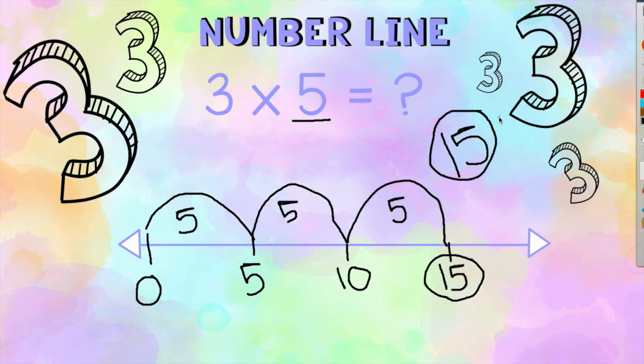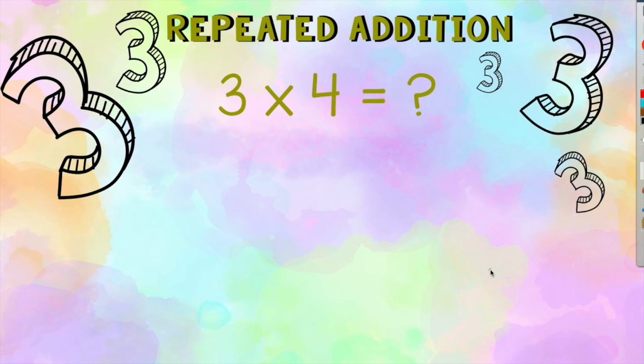All right, guys, our last strategy that we're going to talk about today is called repeated addition. Whenever you're using repeated addition, you're going to be adding one of the numbers over and over. So our problem is 3 times 4. Because we're talking about 3's, I'm going to use the number 3. So I'm going to have to add 3 4 times to get my answer. So you always start off with 0. So 0 plus 3.